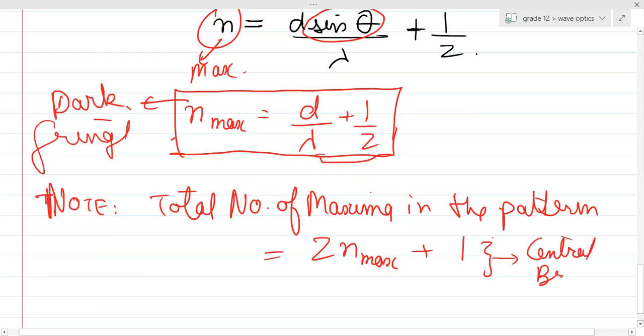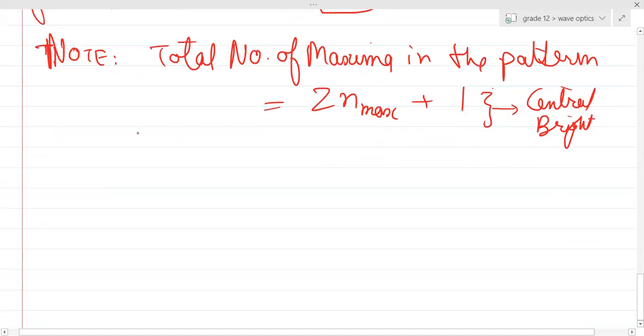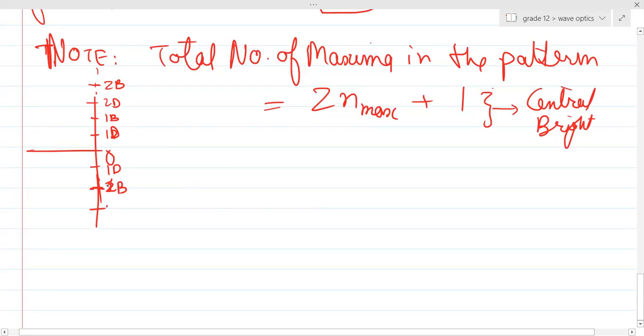I'm just counting. Suppose, guys, if I have a pattern here, let's say first dark, then first bright, then second dark, and let's say so on. It goes on. So if I want to count how many bright fringes there were, suppose n max is, let's say, 3. Suppose first bright, this will be second dark, this will be third bright, and so on. If I want to calculate the number of bright, it will go on till n max.